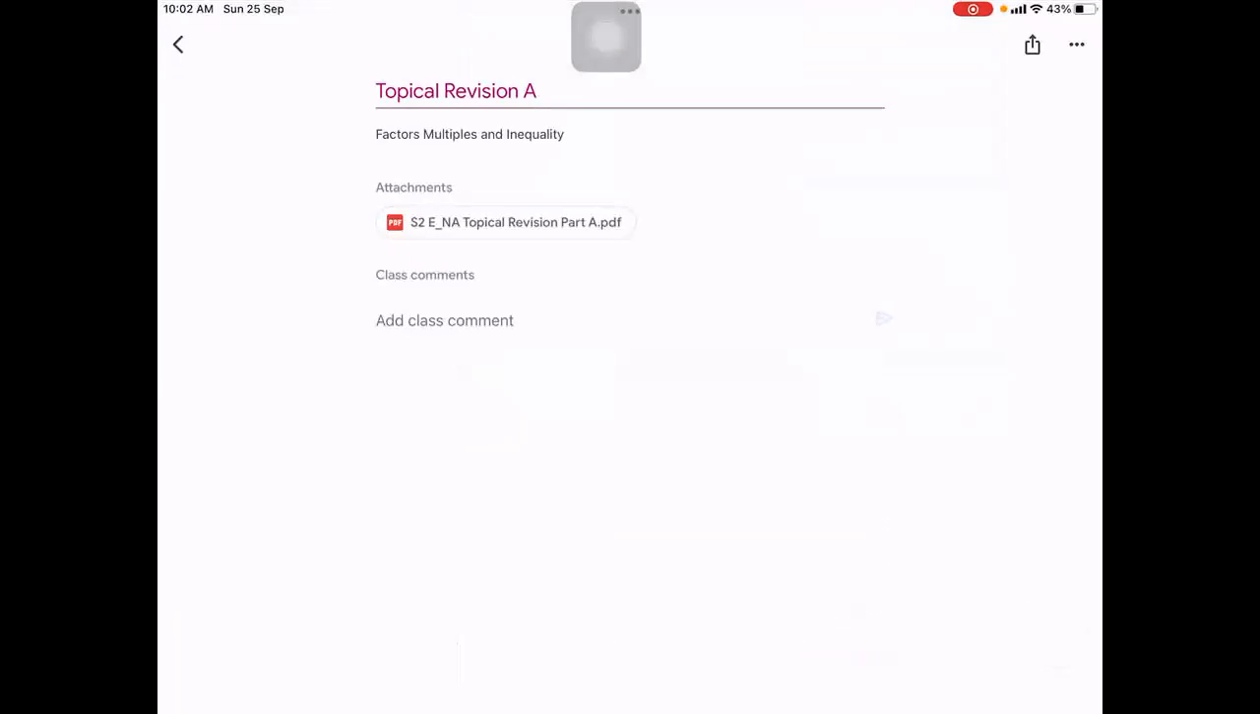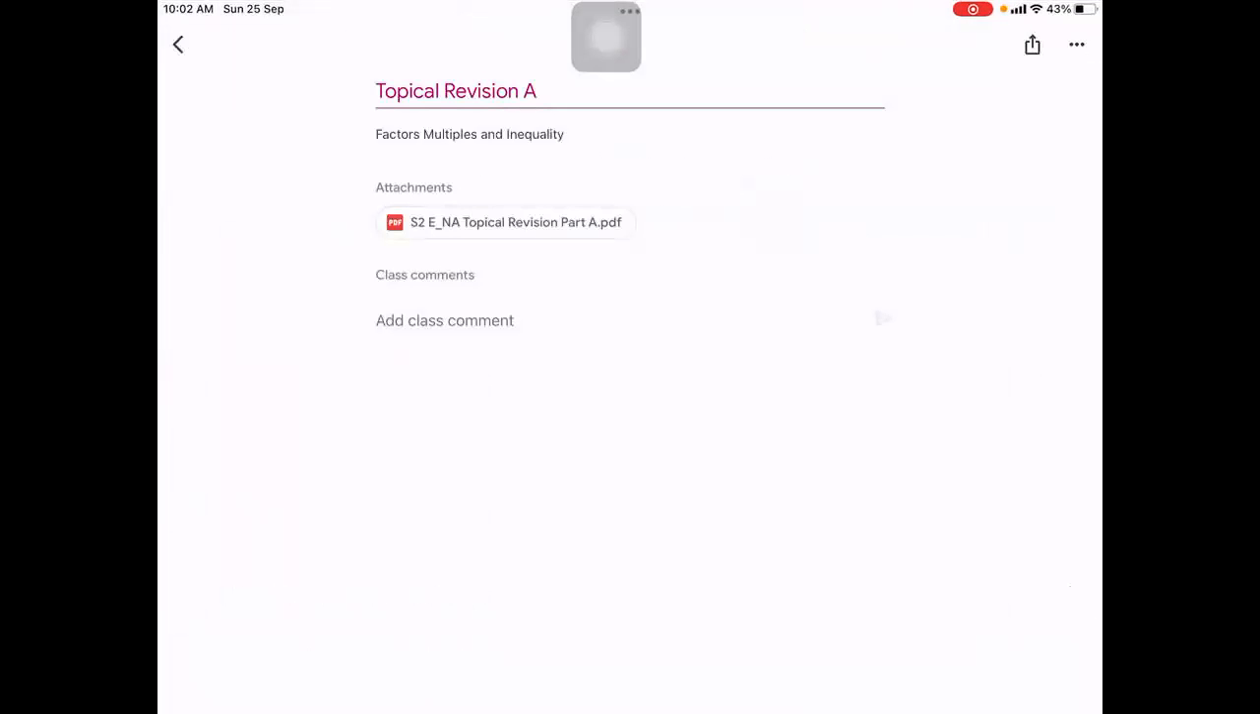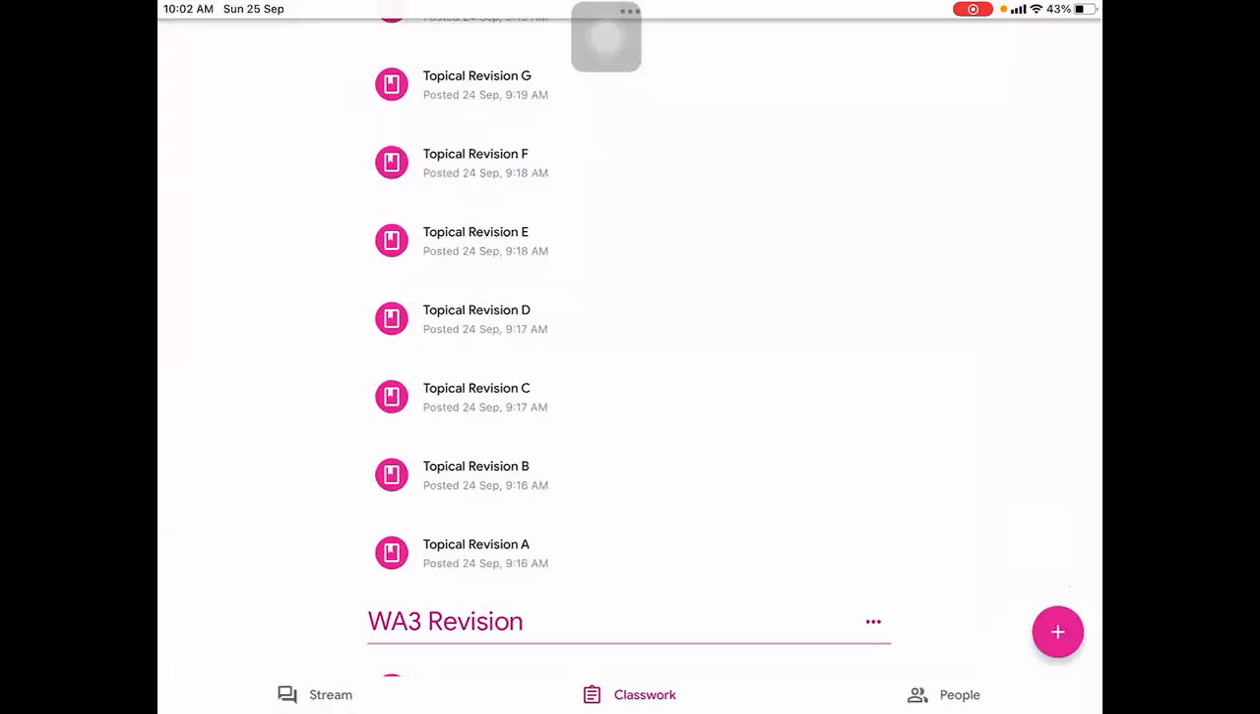For topical revision A, this one is on factors, multiples, and inequality. We already went through the answers in class, so I hope you study that. This is more for paper 1. Later, if you need answers, I'll write out the answers and post again.